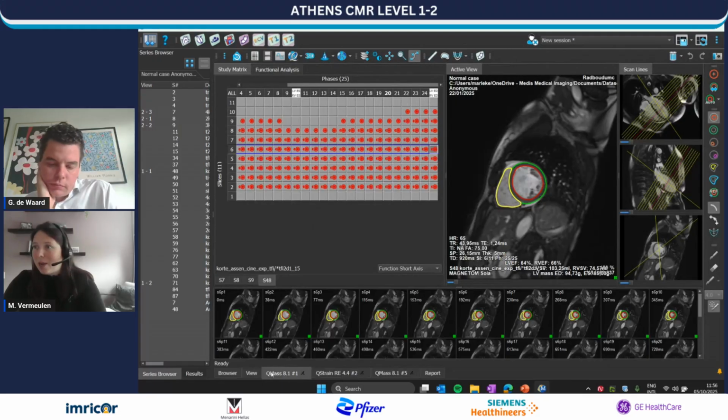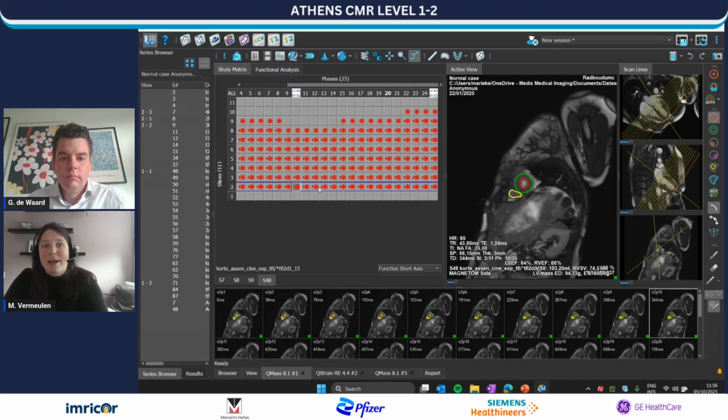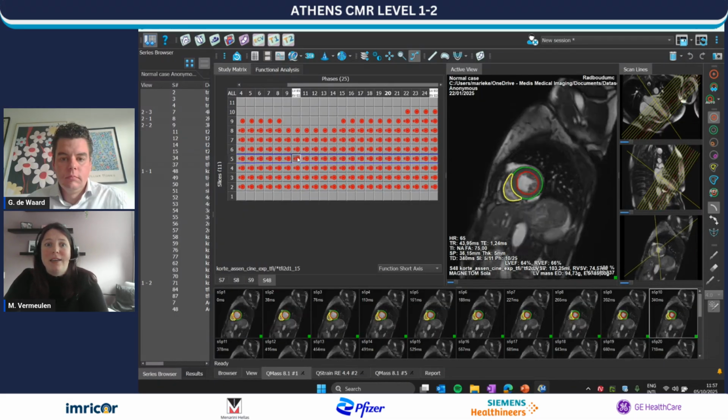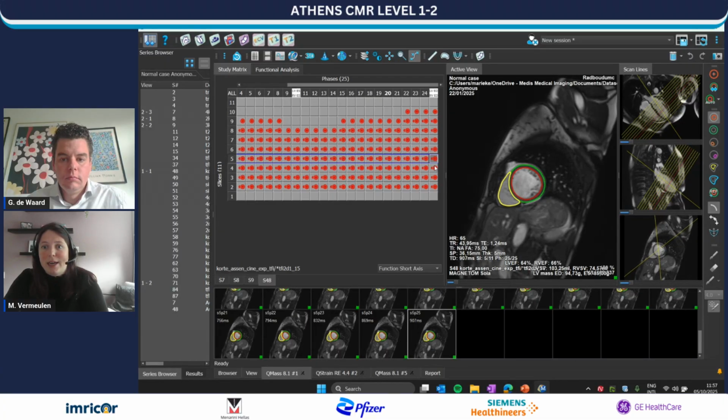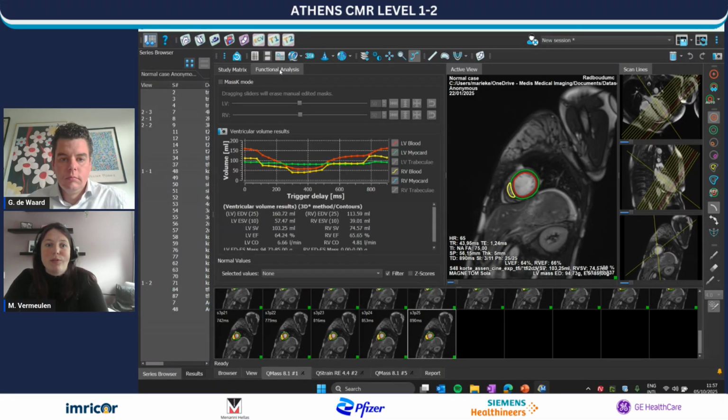QMass is our module where you can perform functional assessment. Here we see that indeed the endocardium and epicardium border of the LV is detected, and the endocardium border of the RV. For the volumetric assessment, the detection of systole and diastole is of course of importance. Here we can see that the software automatically detected systole and also here diastole. Then when we go into the functional analysis step, we will have an overview of the fully automated quantification of the ventricle, but of course always review and correct where necessary.